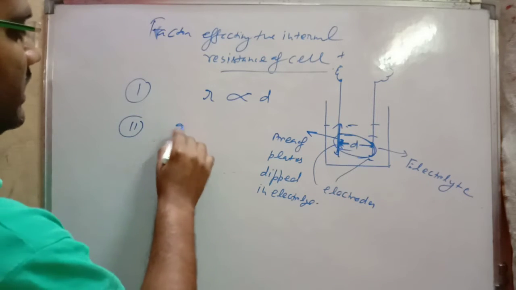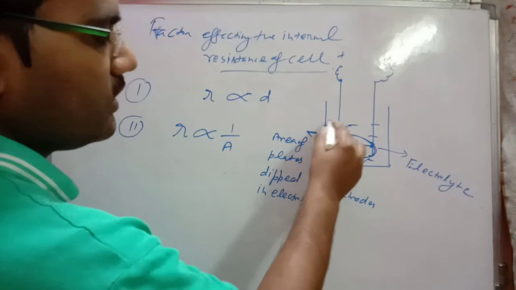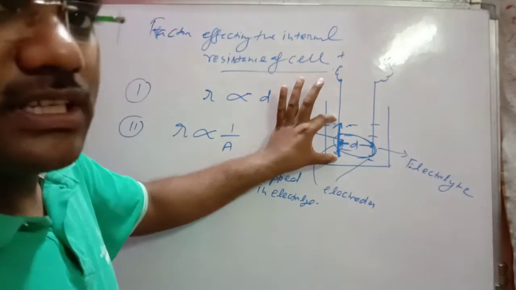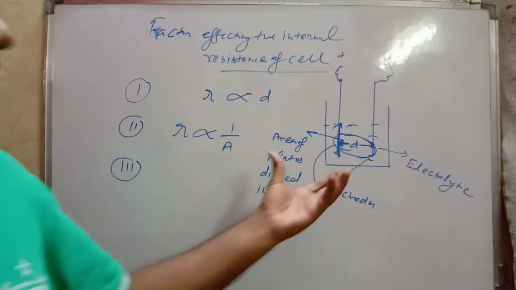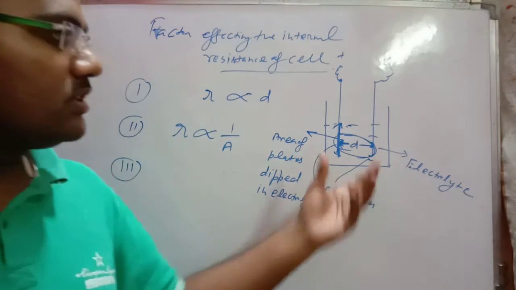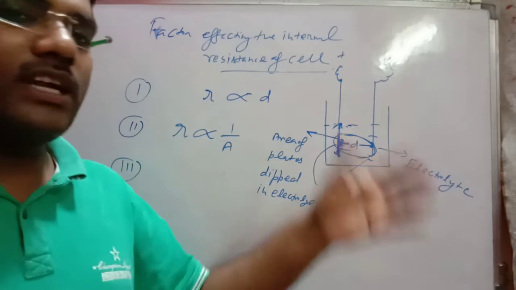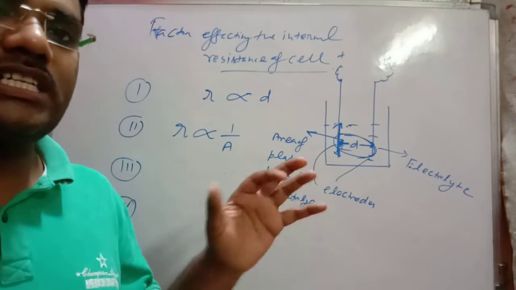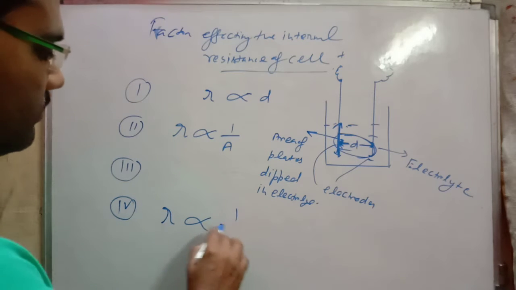The second one is that internal resistance is inversely proportional to the area of the electrodes deep inside the electrolyte, the area of these plates deep inside the electrolyte. The third one is the concentration. If a high concentration electrolyte is used, then internal resistance is large. The fourth one is the temperature. If the temperature of the electrolyte increases, then its viscosity decreases. If its viscosity decreases, then resistance also decreases. That means internal resistance is inversely proportional to temperature.